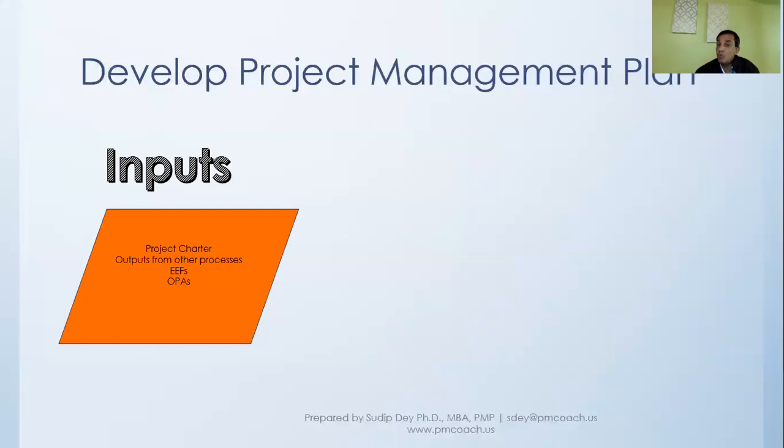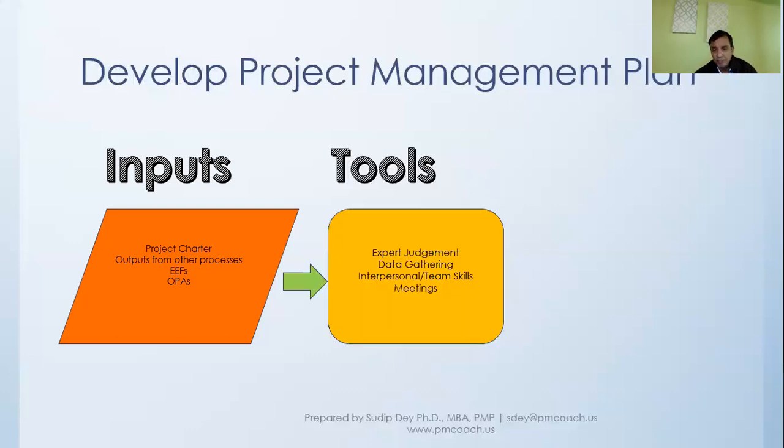I'll talk about what those outputs are, because we said in integration we put together all that we do in other knowledge areas, processes in other knowledge areas. And so output from those processes will come in as input to this particular process. And of course, we'll have enterprise environmental factors and organization processes.